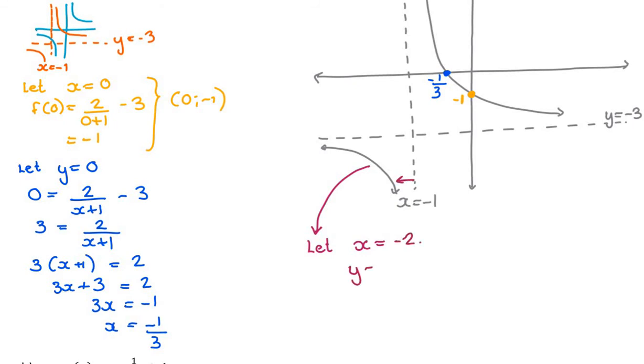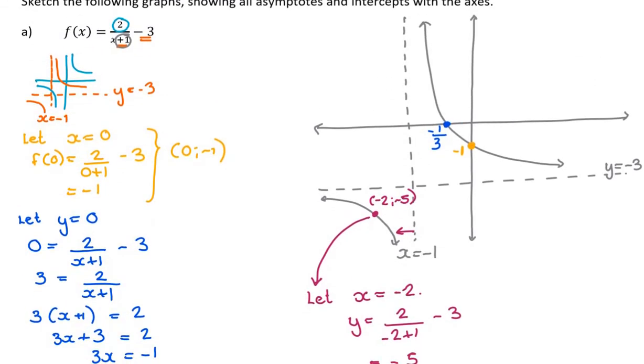So that means y would be equal to 2 over -2 plus 1, minus 3. I'd pick up my calculator, but that becomes -5. So basically, there is a point which is (-2; -5). And I should always have a point on every branch. And that's it. It's probably a 4-mark question, and all I end up marking is your graph. So just make sure that you've drawn it and labeled all your intercepts and asymptotes.